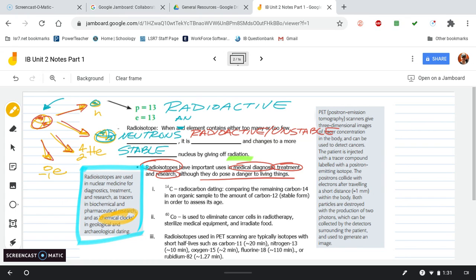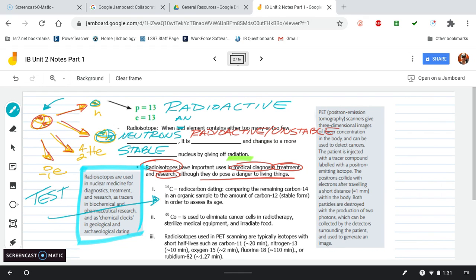Other things: research, chemical clocks, geological and archaeological dating. And so that's the thing that IB does. You have to know what a radioisotope is. You have to be able to give, and here's a big hint, you have to be able to give an example. And here are the 1, 2, 3 examples. I would stick with 1 or 2, and you're going to need to be able to give one of those on the test. And that is a test question. So on the test, we do want to be able to give one of these examples.